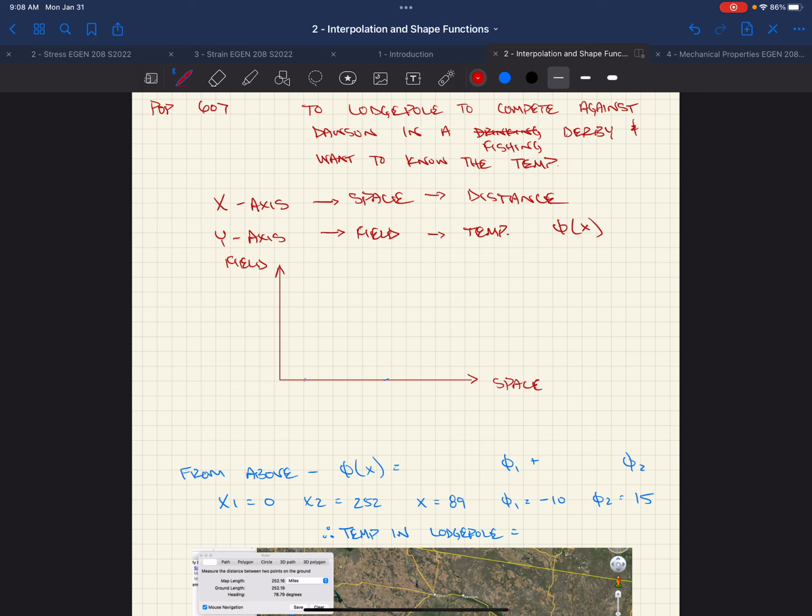Okay, let's plot our 2 points. If we had y-axis as temperature, x-axis as our space variable or our distance, we knew that Glasgow was 15 below. I might put Glasgow right here. And Fairfield would be somewhere above our x-axis. It'd be something like this. This would be Fairfield.